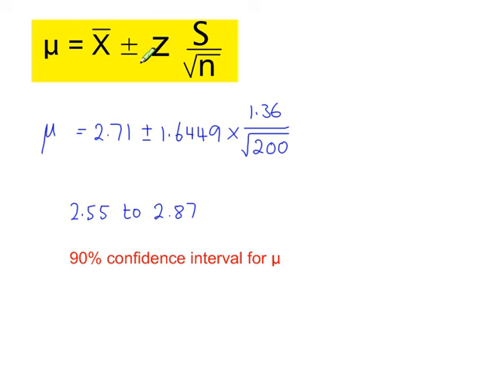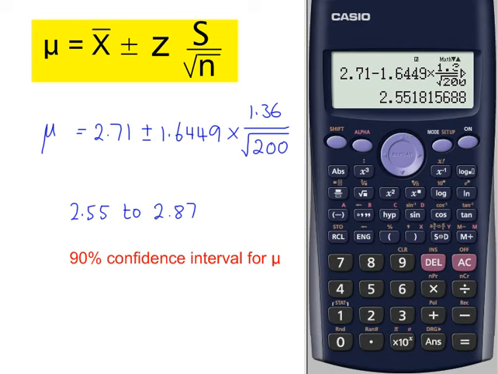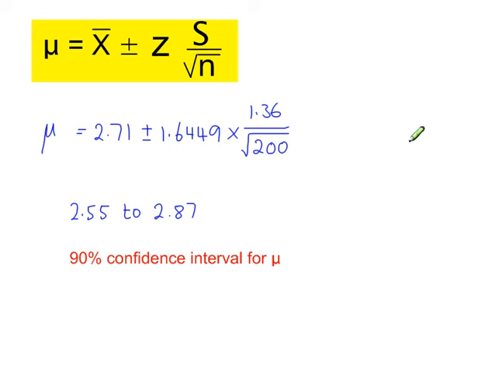Substituting the values into the formula gives a lower confidence limit of 2.55. So that's using the minus in the calculation, like this, and then changing the minus to a plus. This is the upper confidence limit, 2.87. So we're 90% sure that the population mean, which is a single value, lies between 2.55 and 2.87. So there's a 10% chance it's outside this interval.